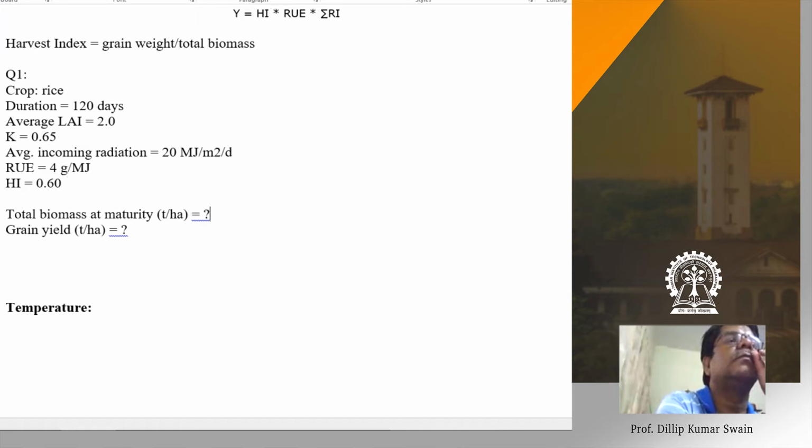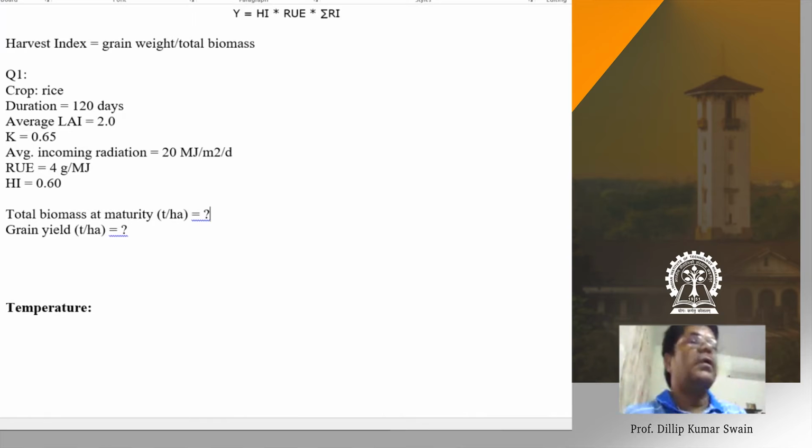So biomass is 13.08. Okay. Can you recheck? Okay, I'm noting down. 13.08 ton per hectare, right? 13.08 what, ton per hectare?